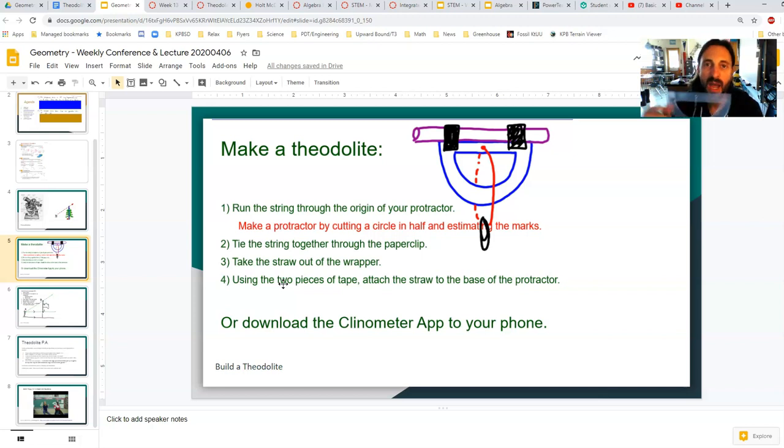All right. And again, there was a straw. You can use a straw as a sight because basically you're making an eye sight. And then you can attach the straw to the top. By the way, on my phone, I have a theodolite. It's called a clinometer, and I'll just open that up here on the side just to show you. But here's how it works.